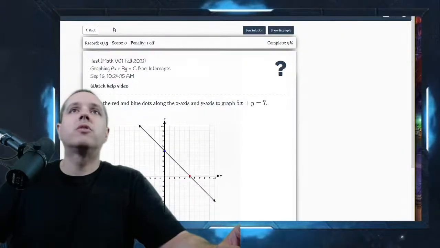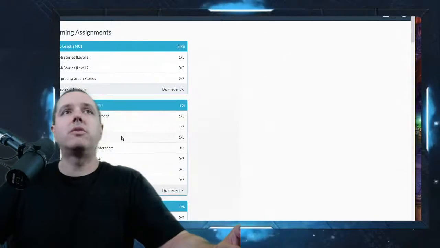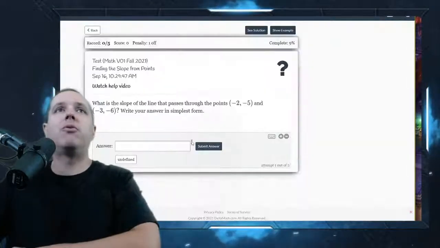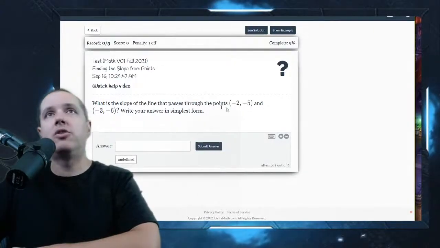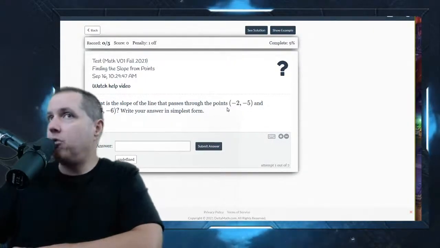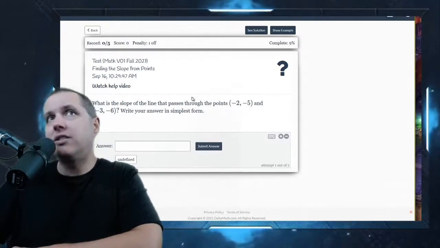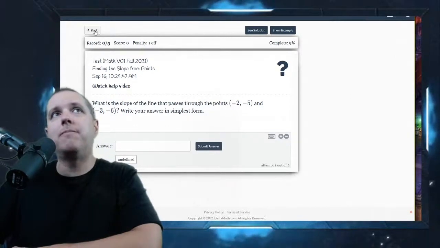Okay, so let's go back. What else do we need to look at today? Finding the slope from points. We did that one already. We did this last time. Just use the slope formula. y2 minus y1 over x2 minus x1. Remember we did those calculations last time? That's what you're going to do right here.